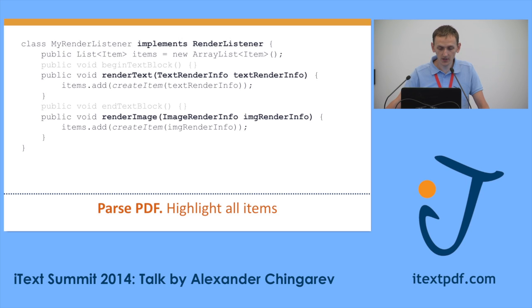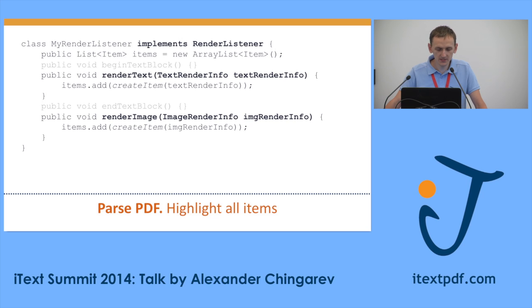The text render info and image render info parameters, which are passed to these methods, contain all the maximum information you need. For example, text render info contains the full graphic state, the full text state, and of course the actual text content of a text item. And image render info also contains the full graphic state, and a link to the actual image resource.